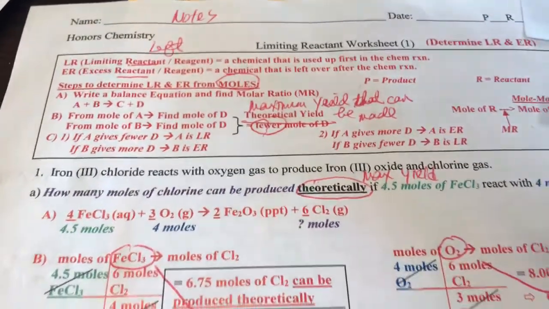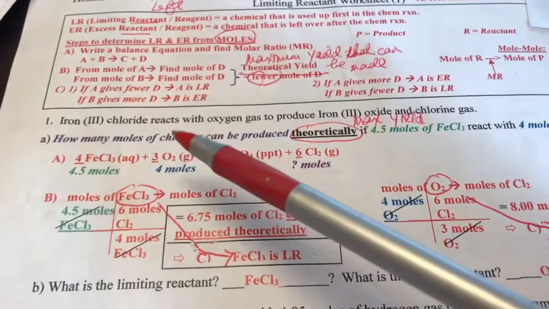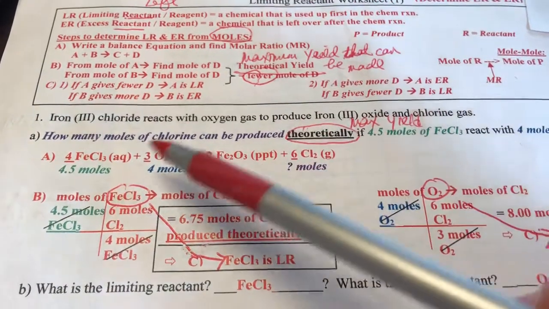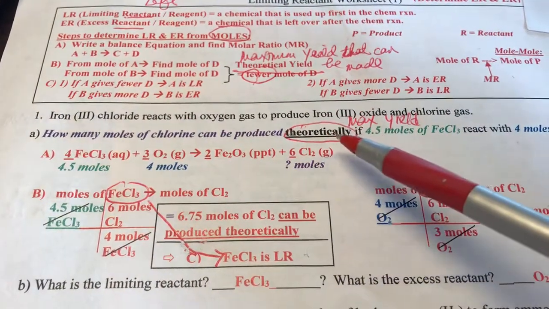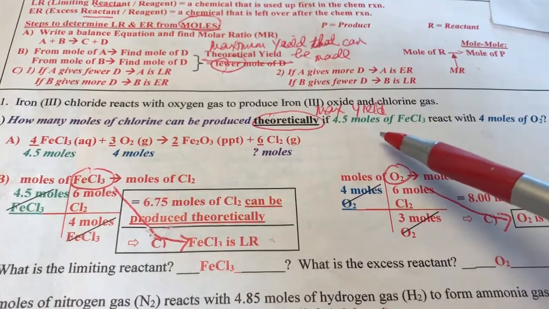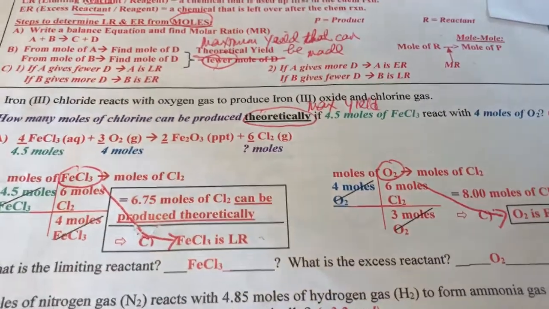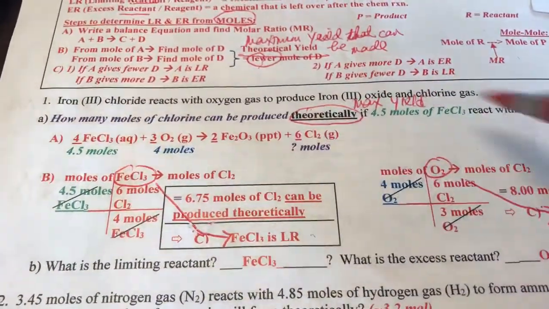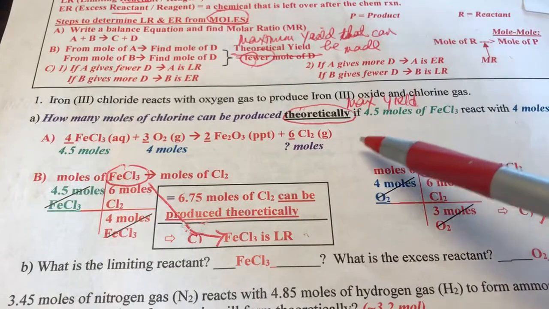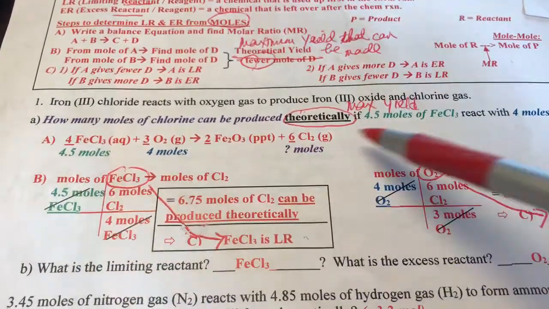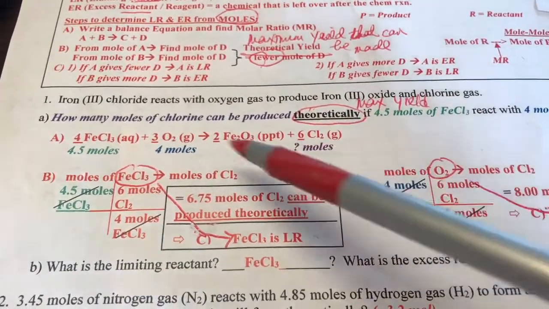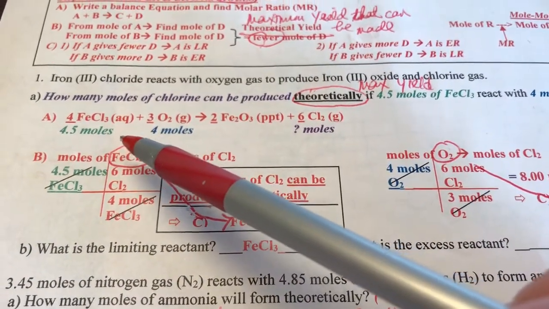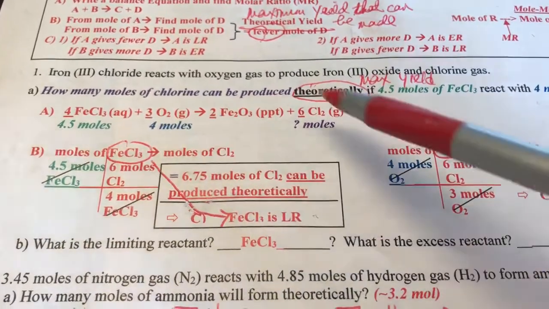Okay, so let's look at the example here. Iron 3 chloride reacts with oxygen to produce iron 3 oxide and chlorine gas. How many moles of chlorine can be produced theoretically, meaning the maximum yield, if I give you this amount of reactant and that amount of reactant? First, it looks like all the products have been given to you. So we are going to write out the equation, and then we write down what we have and what we're looking for.